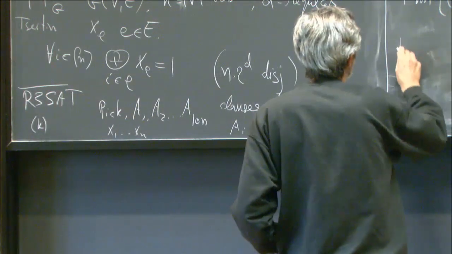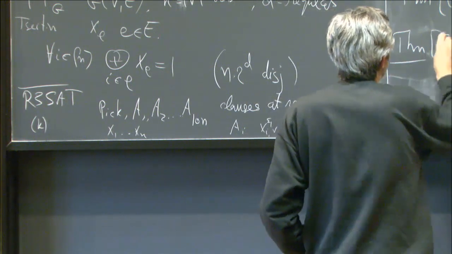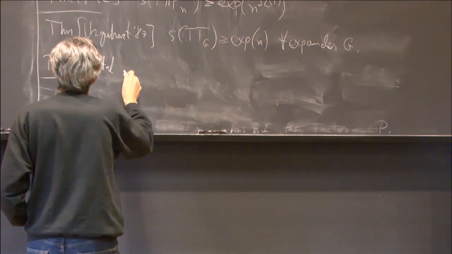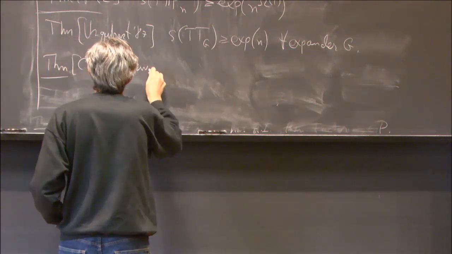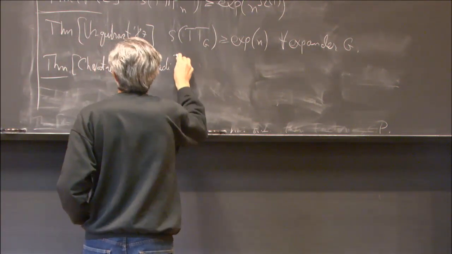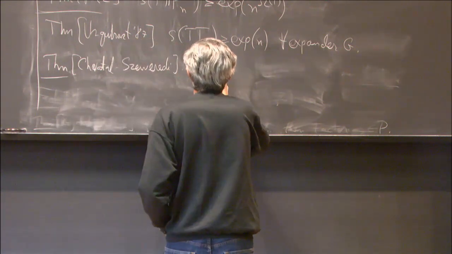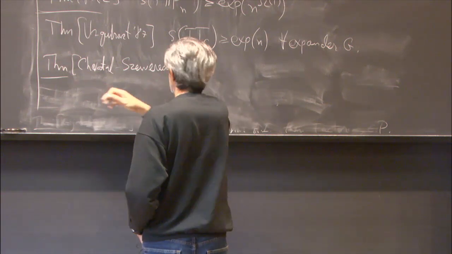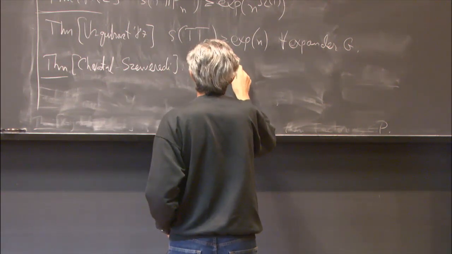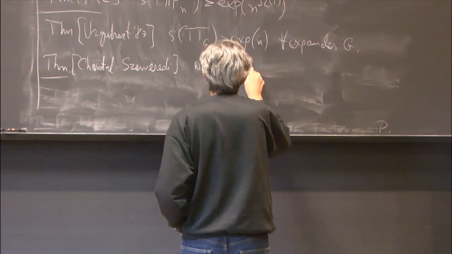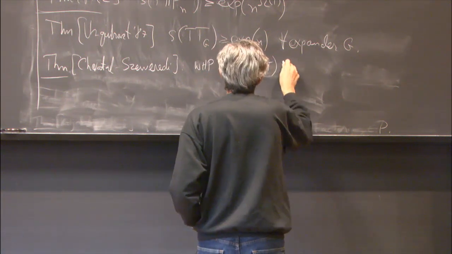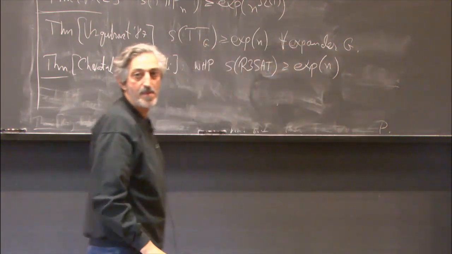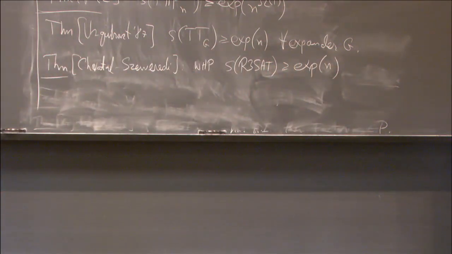And what Chvátal and Szemerédi proved is that with high probability over this choice, the size of the resolution proof of random 3-SAT is exponential, and we'll see a proof of this.